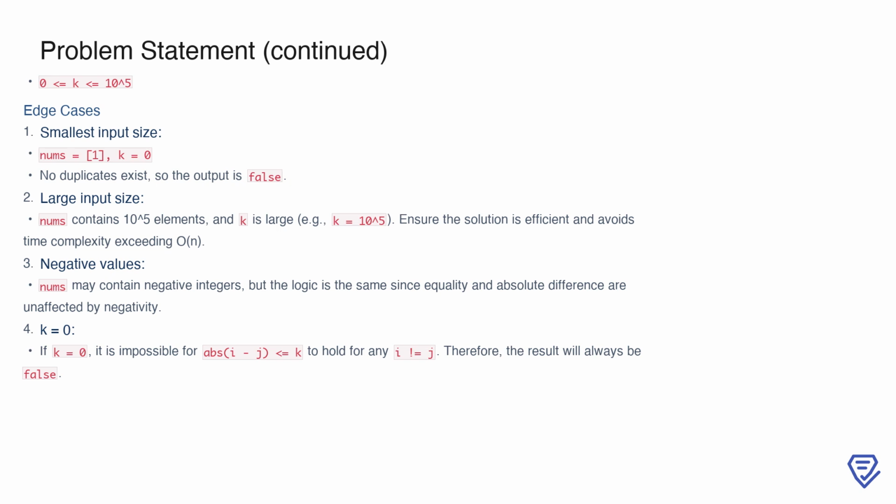Third, the array may contain negative values, but this does not affect the logic since equality and absolute difference calculations work the same way regardless of negativity. Lastly, if k is 0, it is impossible for any two distinct indices to satisfy abs(i - j) equals k, so the result will always be false in such cases.